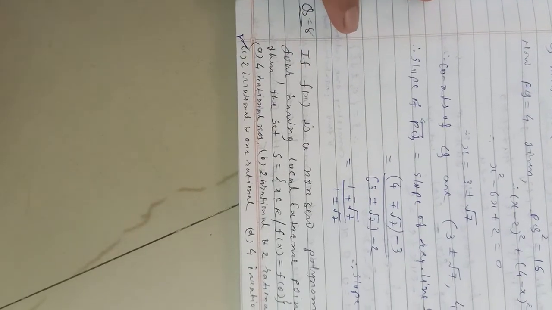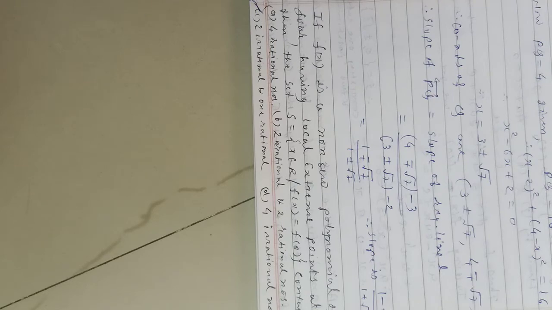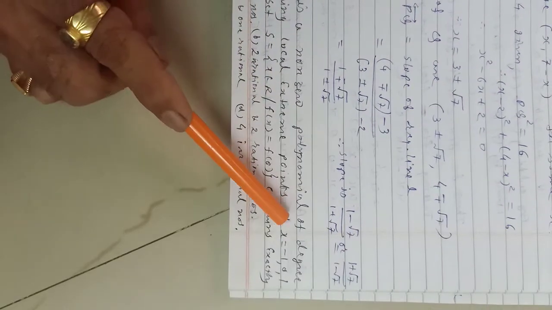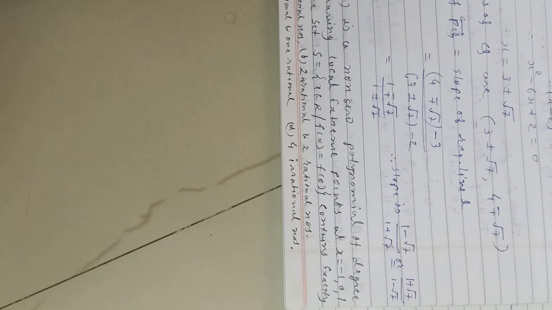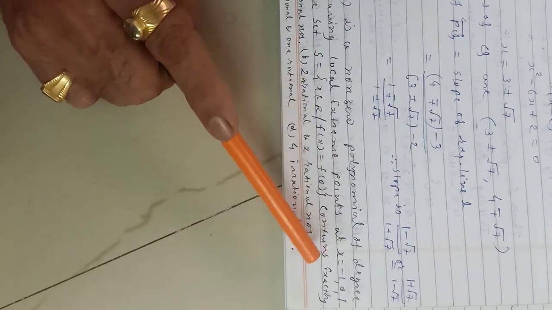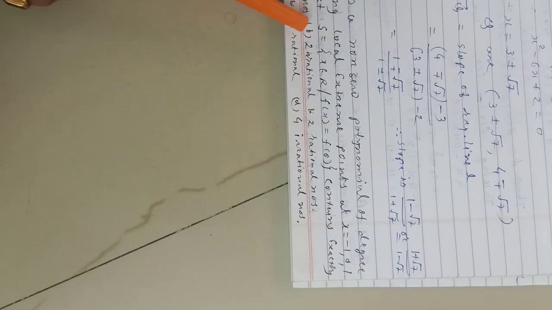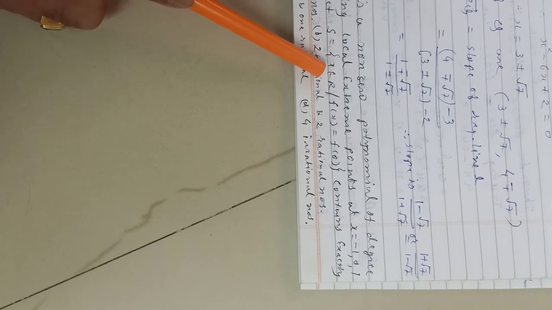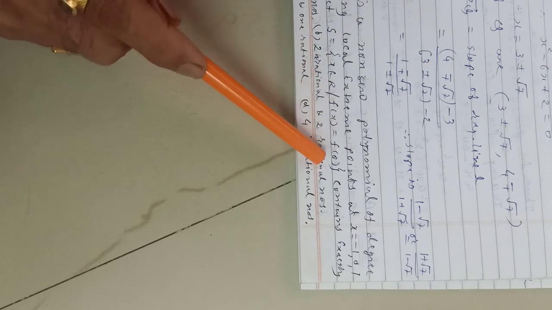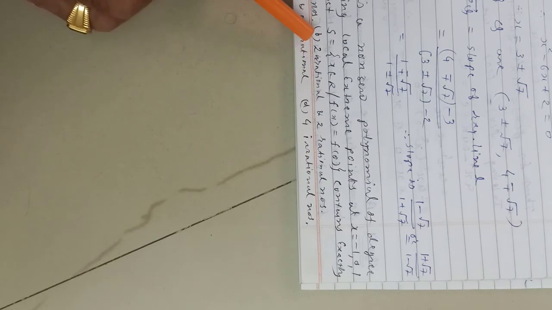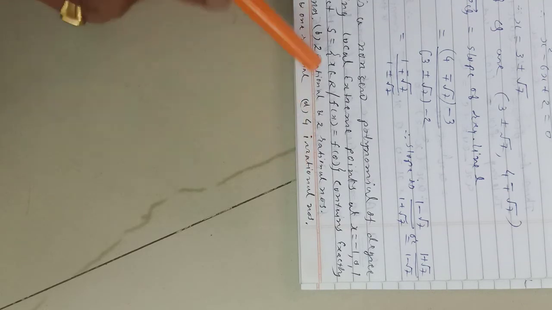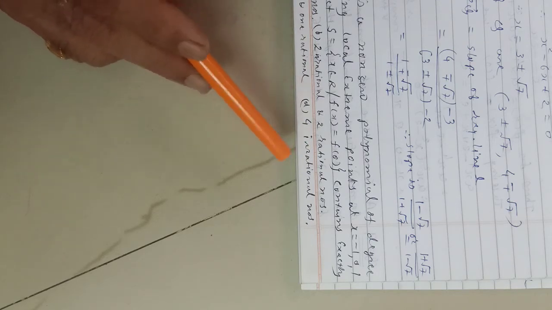Now in example 8, if f(x) is a non-zero polynomial of degree 4 having local extreme points at x equal to -1, 0 and 1, then the set S, where x belongs to R such that f(x) equals f(0), contains exactly: option A, 4 rational numbers; option B, 2 irrational and 2 rational numbers; option C, 2 irrational and 1 rational; or option D, 4 irrational numbers.